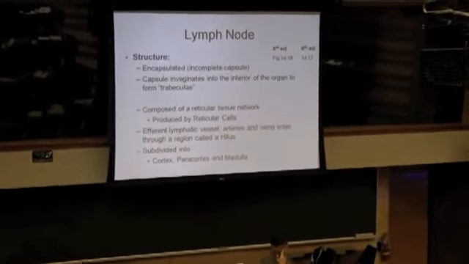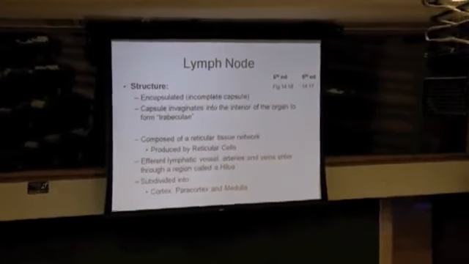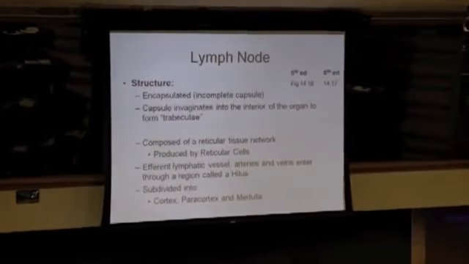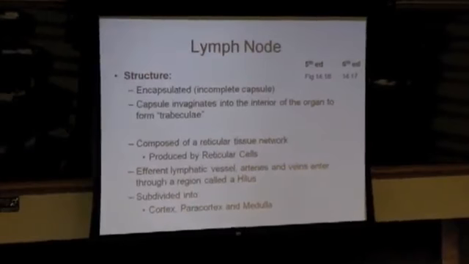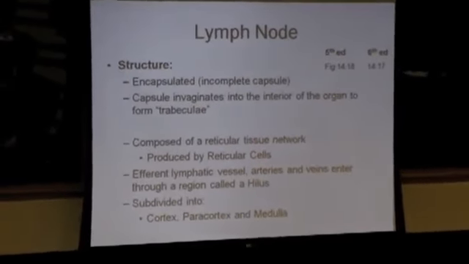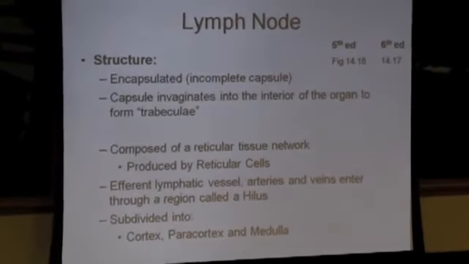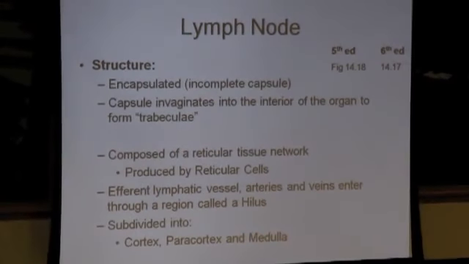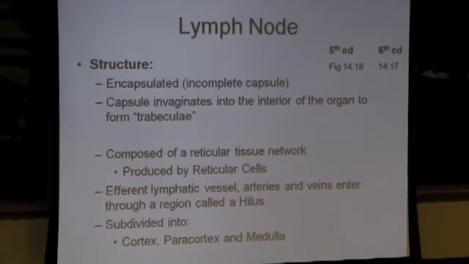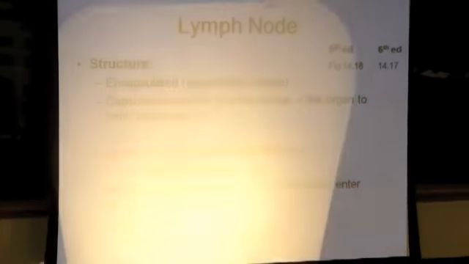So, the structure itself. The lymph node is encapsulated. It has what is known as a discontinuous capsule. Why is it discontinuous? Well, let's draw. You can stick with this slide. I'll do some drawing. So, let's say this is our lymph node. What I'm drawing right now is the capsule of that lymph node.